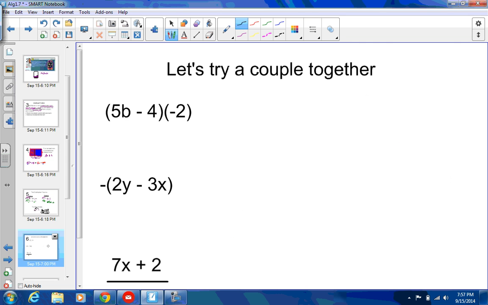Now, let's try a couple together here. These are a couple tricky ones. They're not super tricky, but it's still using the same idea of the distributive property. The only thing with the first one is you might have to use another property to make it easier on yourself. And this property is one that you've learned before. You actually learned yesterday. It's called the commutative property. And if you remember commutative, you think of commutative, CO, change the order. So let's just change the order of these two. I'll rewrite it and put the negative 2 out in front to help me picture it better.